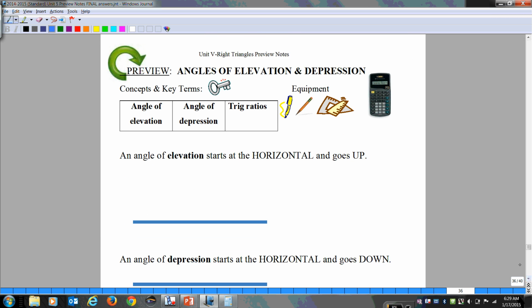Let's recap angles of elevation and depression. That's really important. By the time we're done, you should be familiar with angle elevation, depression, of course, trig ratios. An angle of elevation starts at a horizontal and goes up. So trace the horizontal, arrow up. That would be an angle of elevation.